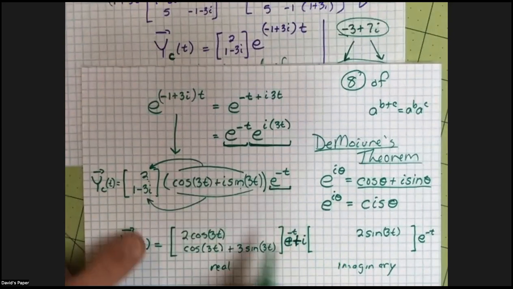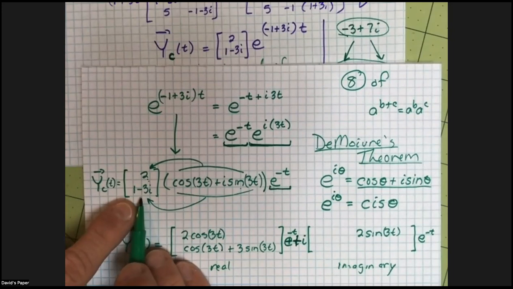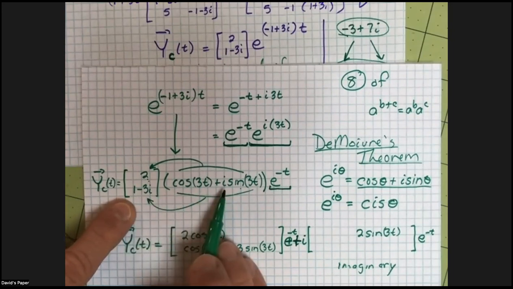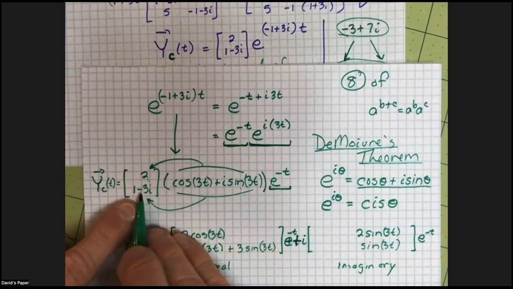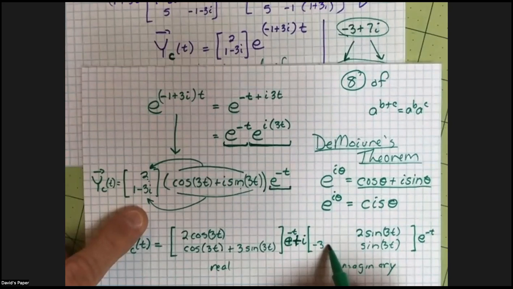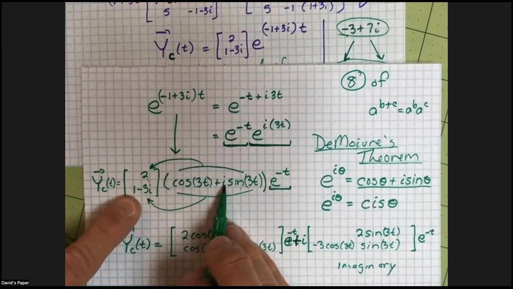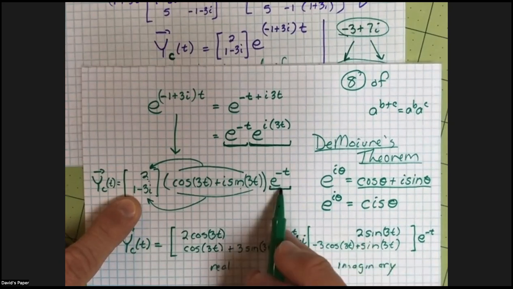Okay, let's do the i multiplication. How will I get an i when these two people strike these two people? First, I will get an i when the i sine 3t strikes the 1. But I don't write i sine 3t here. I already pulled out the i. Then I will get an i when the cos 3t strikes minus 3i. Again, I pulled out the i. I just have minus 3 cos 3t and plus 1 sine 3t, both times i. And the e to the minus t is attached to both.